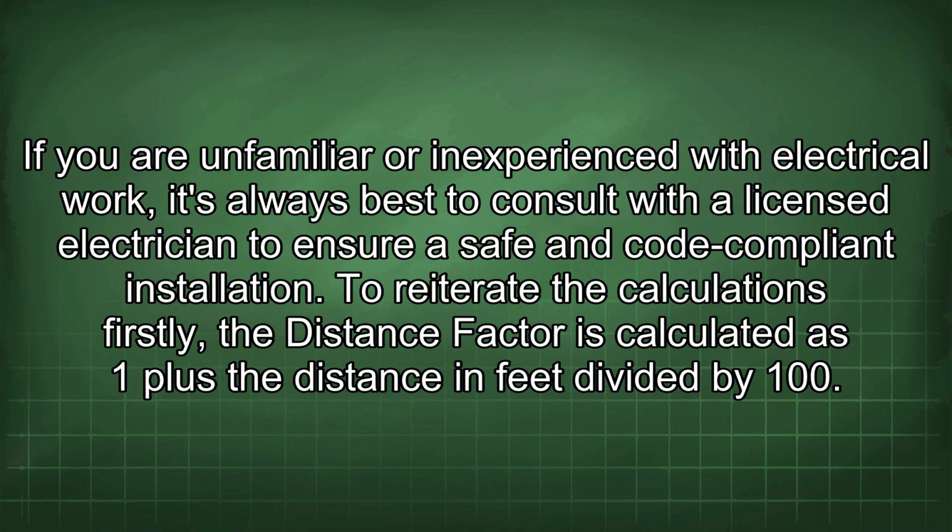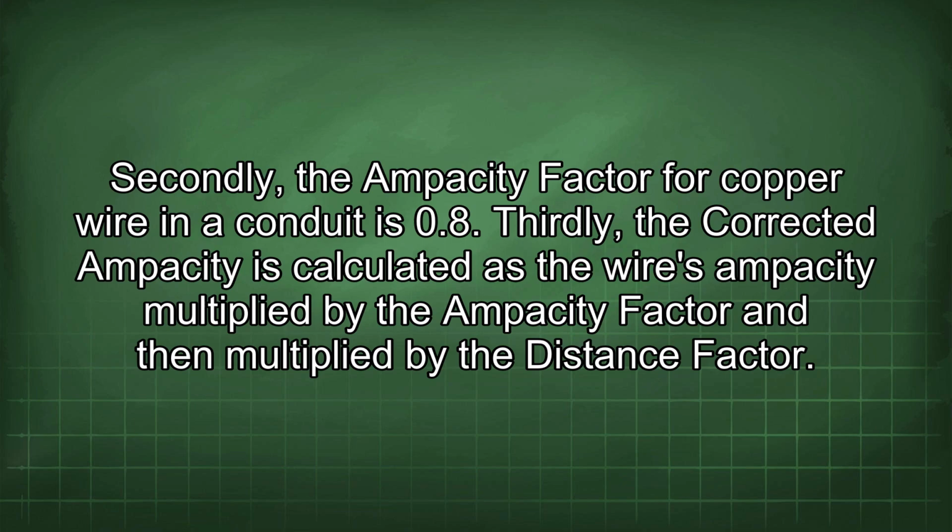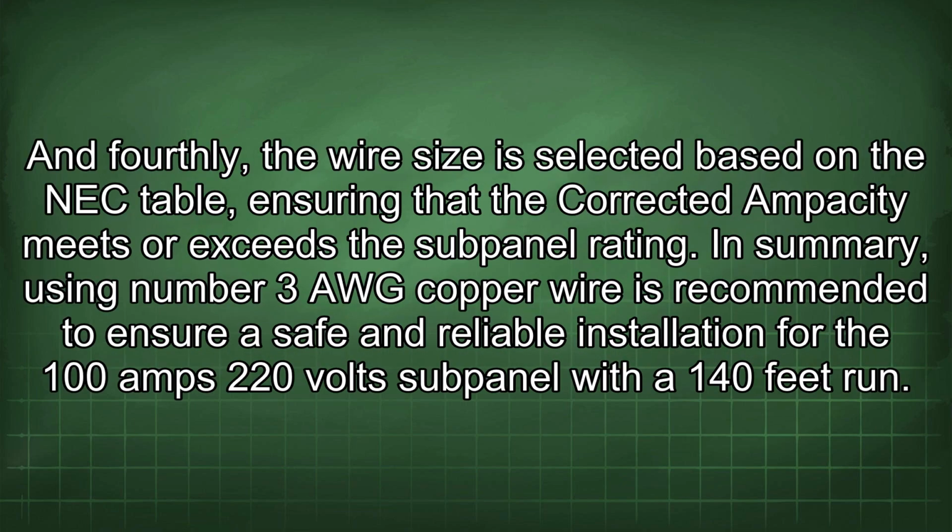To reiterate the calculations, firstly, the distance factor is calculated as 1 plus the distance in feet divided by 100. Secondly, the ampacity factor for copper wire in a conduit is 0.8. Thirdly, the corrected ampacity is calculated as the wire's ampacity multiplied by the ampacity factor and then multiplied by the distance factor. And fourthly, the wire size is selected based on the NEC table, ensuring that the corrected ampacity meets or exceeds the subpanel rating.